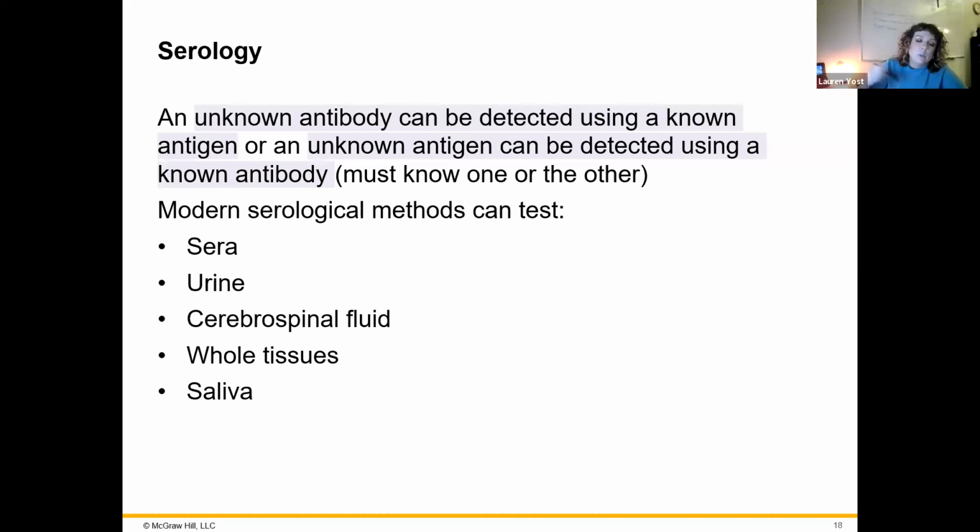So nowadays, you don't only use serum in serological testing. We have sophisticated enough equipment that we can now also test not just serum, but urine, cerebrospinal fluid, whole tissues, and saliva in similar tests.